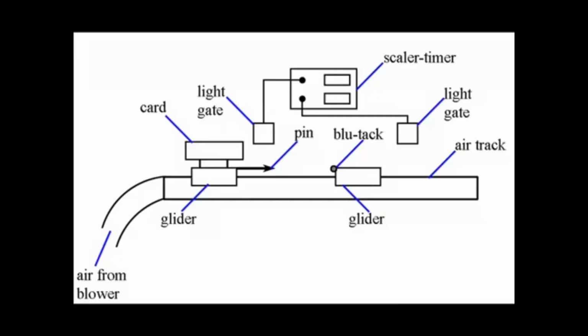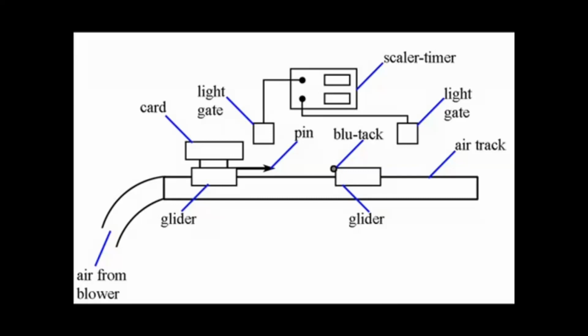So after watching the video, I actually found an important diagram which all of you should draw. Okay, this is how the conservation of momentum experiment is carried out. You have a glider, you know what the gliders are. You have an air track, you have air from the blower, you have a card. This card cuts through the light gate.